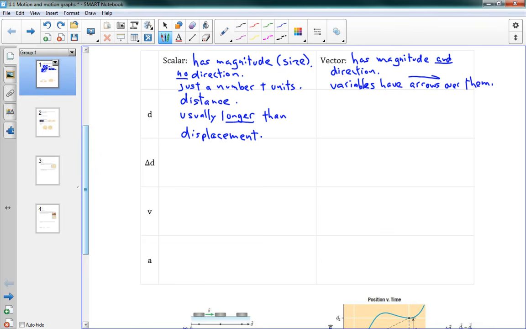Okay, so that's d, and d with an arrow over it, we call that position. Not displacement, we call this position. And of course, position has magnitude and direction. And it is the straight line from a reference point.